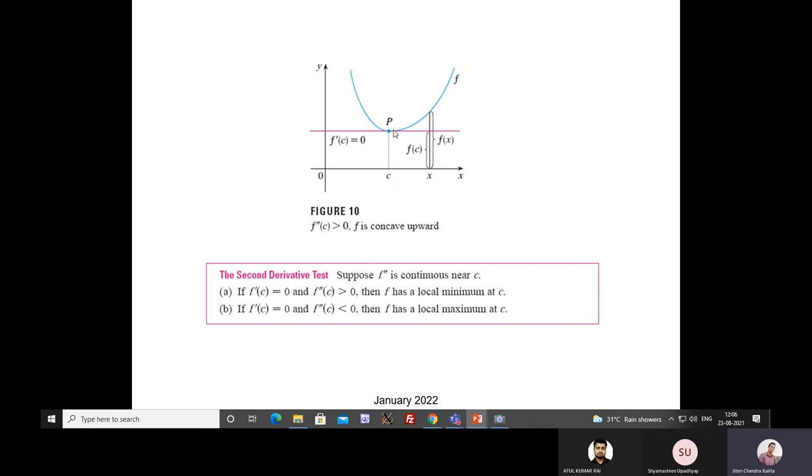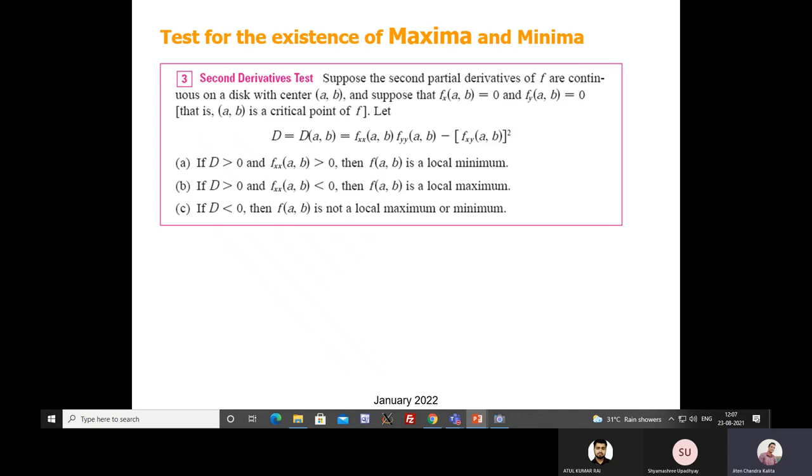Then if f prime vanishes at that point and f double prime is strictly greater than 0, then f has a local minimum at c. And if the derivative vanishes at that point and the second derivative is strictly less than 0, then f has a local maximum at that point. Okay, so based on these facts, we'll try to prove this.